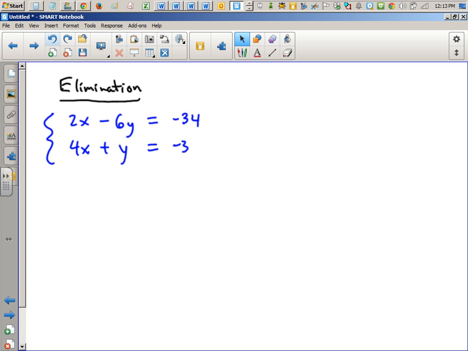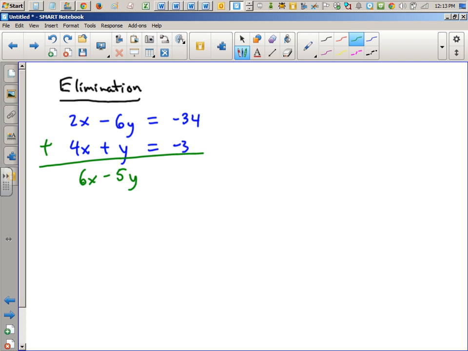In the elimination method, the idea is, listen, I'm allowed to add equations whenever I want. Maybe there's a way I can sort of add them to get what I want. Okay, so let's see here. Let me add these equations. 6x minus 5y equals negative 37. Is that the elimination method? That is not the elimination method. That's called adding two equations randomly for fun.